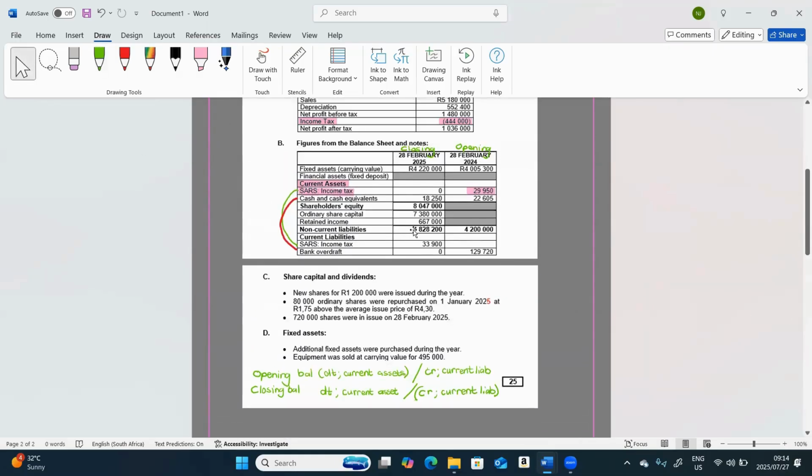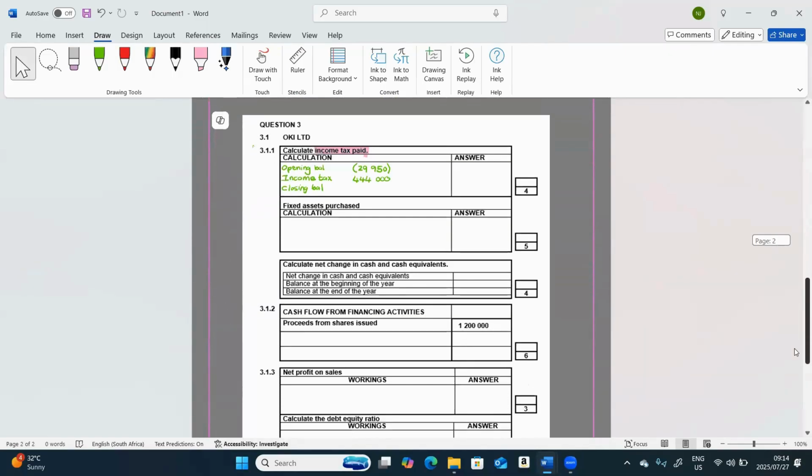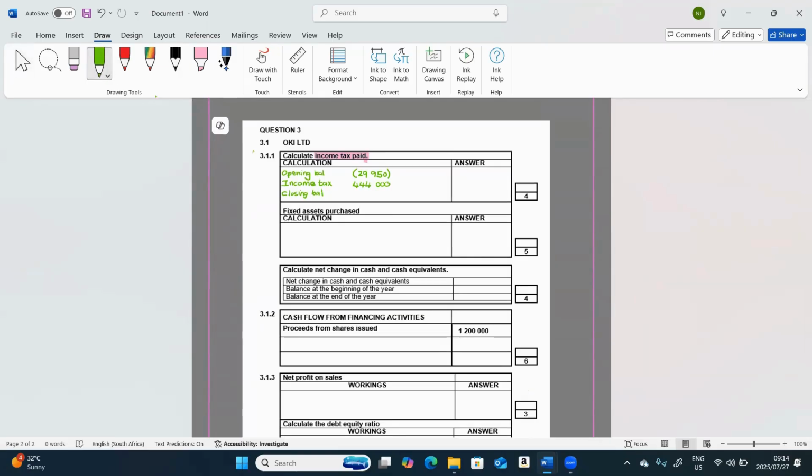And then your closing balance, let's have a look at our closing balance with our rule. Our closing balance is under current liabilities. And remember, if it is under current liabilities, it will be in brackets. So the 33,900 will then be in brackets. Okay, perfect. There we go.